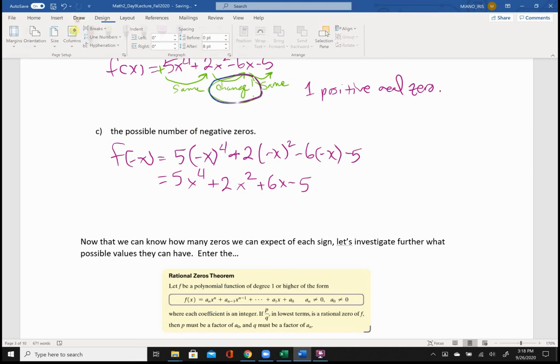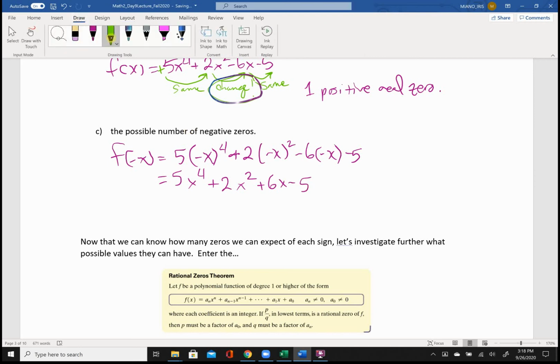So again, because this first term is positive, going from here to here, it's the same sign, same again. Different. We had a change in the signage. There's a variation in sign from here to here, from the first degree term to the constant term. So we have one change. So that means we can expect one negative real zero.